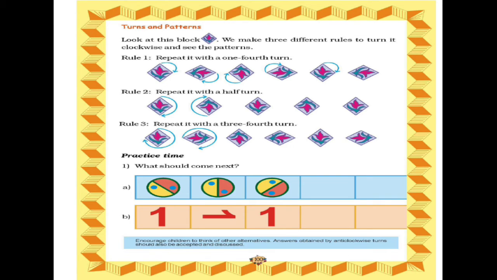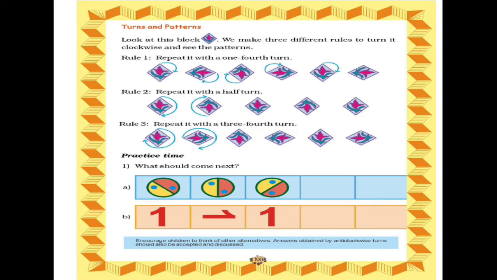So you can easily see that the first block is like this and after a 1/4 turn it goes like this, right? Then the third will again, after a 1/4 turn, look like this, then this and this. So this way you have to repeat it with a 1/4 turn. The second rule is you have to do a half turn. So if it is upside, then after a half turn it will go downside.